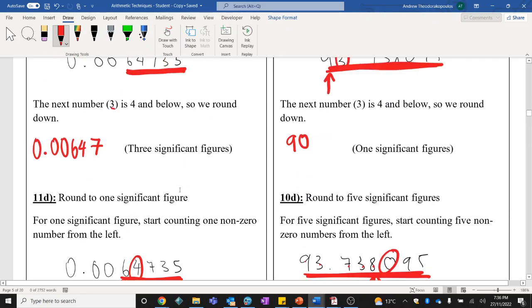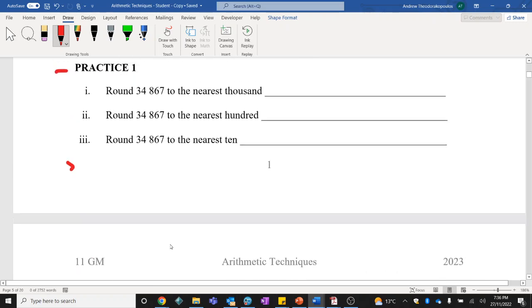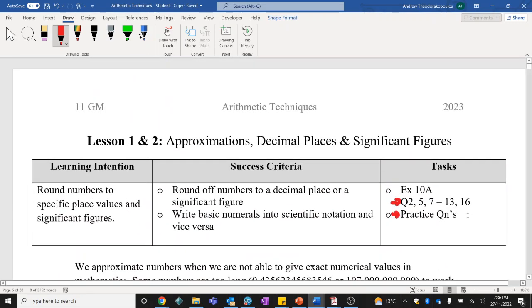So this video here covers you for the lessons 1 and 2 questions. What I want you guys to do is first complete the practice questions and then go straight into exercise 10A questions, which directly relate to these notes. So good luck and thank you very much.